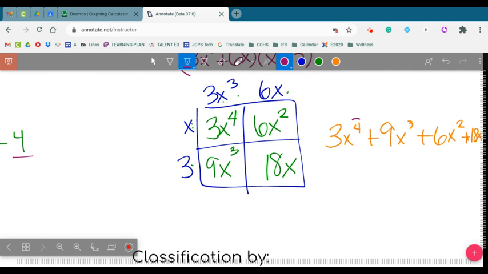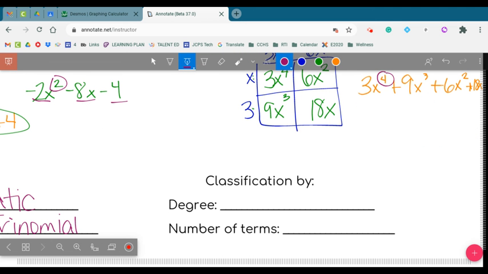Okay, so our biggest exponent is 4. So this is quartic. And this one has 1, 2, 3, 4 terms. So this is a polynomial. So this one's kind of unique because normally it's been a trinomial, so this one is a little bit different.